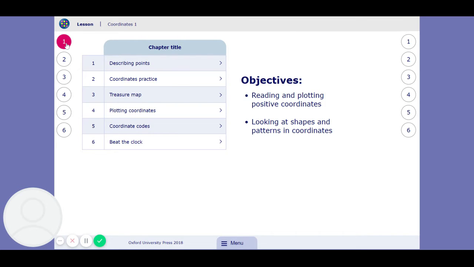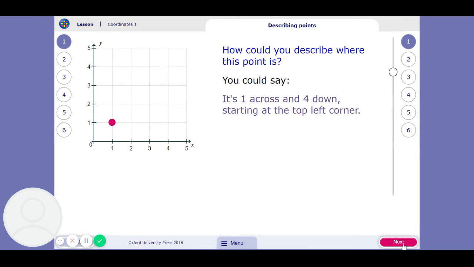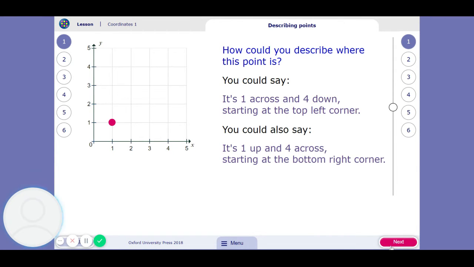Okay, so let's start with the first one. So how do you describe where this point is? Okay, so this pink point here. So it's at the point 1 across and 1 up. Okay, so you could also say it's 1 across and 4 down from the starting point. Doesn't seem like the obvious thing to say. You could also say 1 up and 4 across out in the bottom right. So 1 up and 4 across from here.